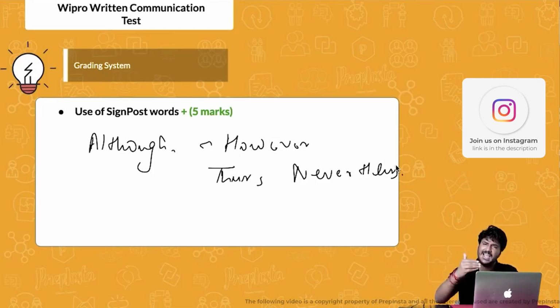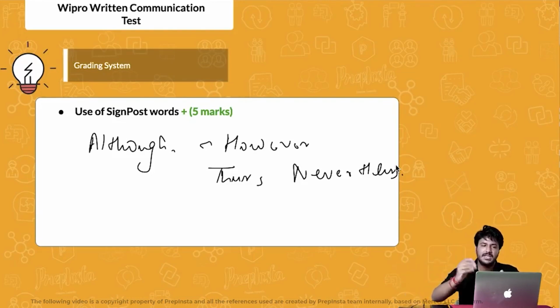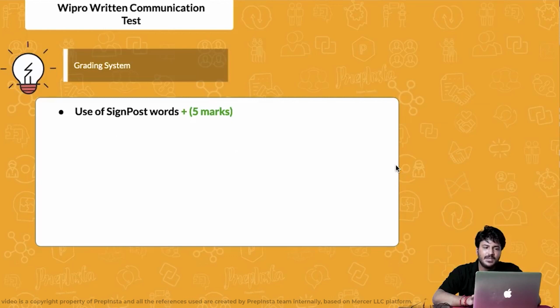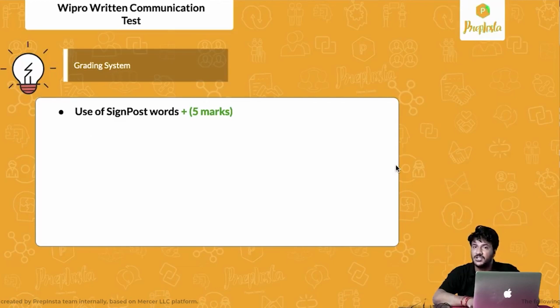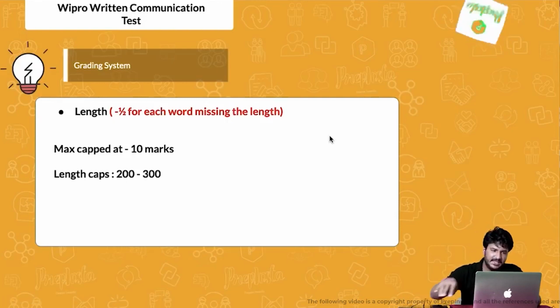So ideally, I will suggest you use at least 5 to 7 signpost words. You can use more than that, but not below 5, because that is what I will suggest. 5 marks are given for the usage of signpost words in the essay writing section or the written communication test of Wipro, right?